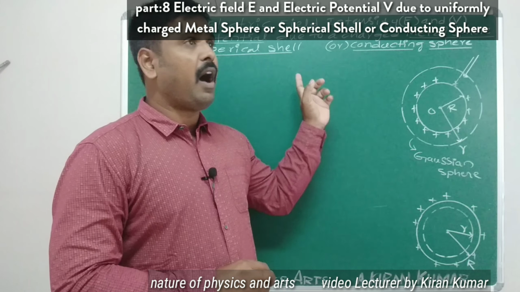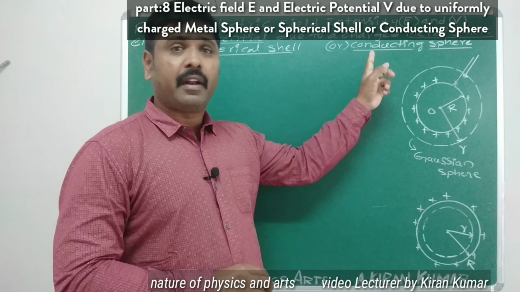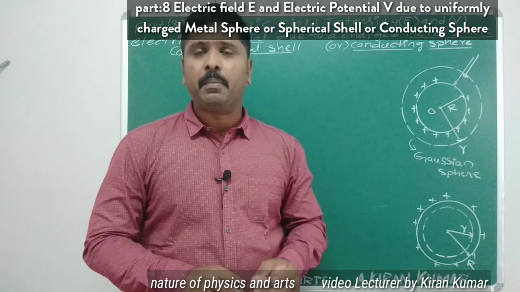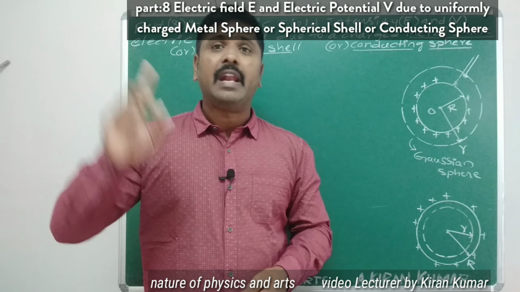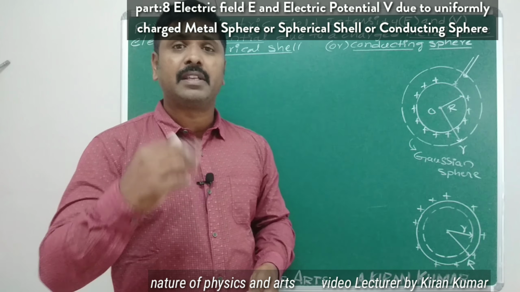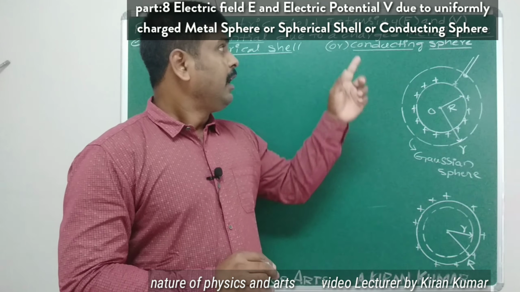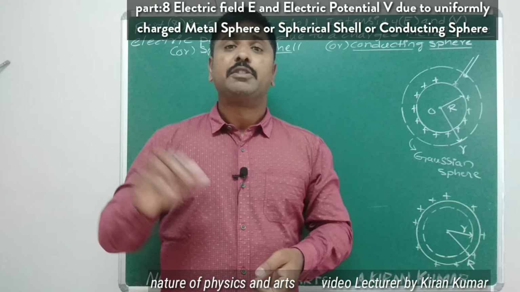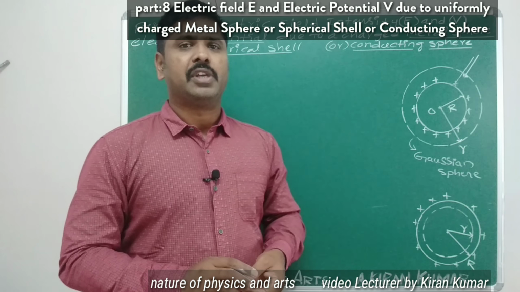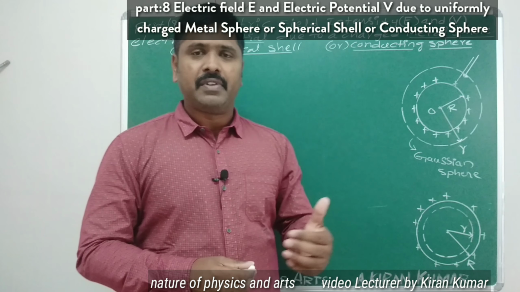Now we will discuss electric field intensity or electric field strength and electric potential of a spherical shell, or metal sphere, or conducting sphere. Anyhow, the meaning is the same. First, I will explain the electric field intensity based on the Gauss law, and second, electric potential V, based on the EVD relation. Step by step we will discuss.